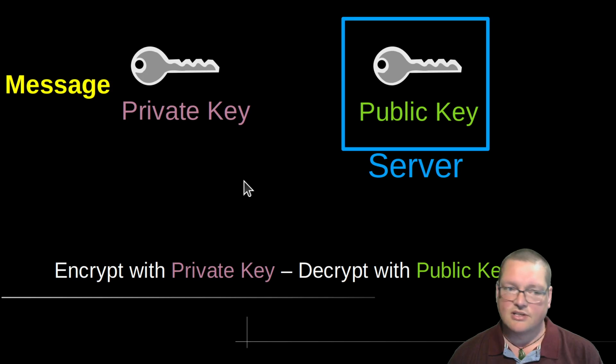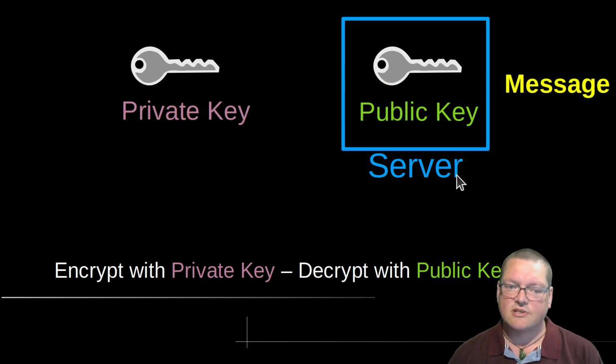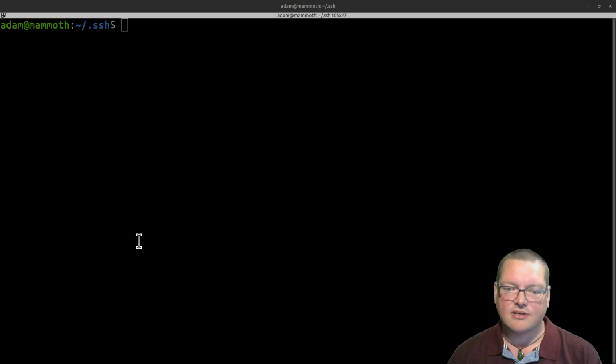So if we take a message, encrypt it with our private key, and then pass that to the server, it can decrypt it, and that's how it knows that we're us. But for that to happen, this public key must be on the server. So how do we get the public key onto the server? That's the thing that we're going to do.